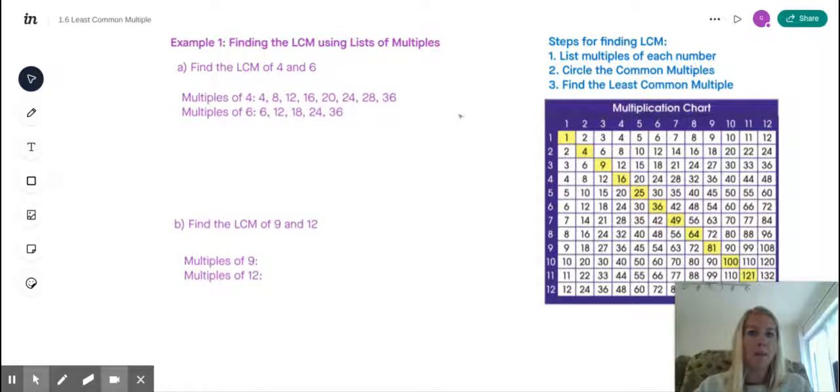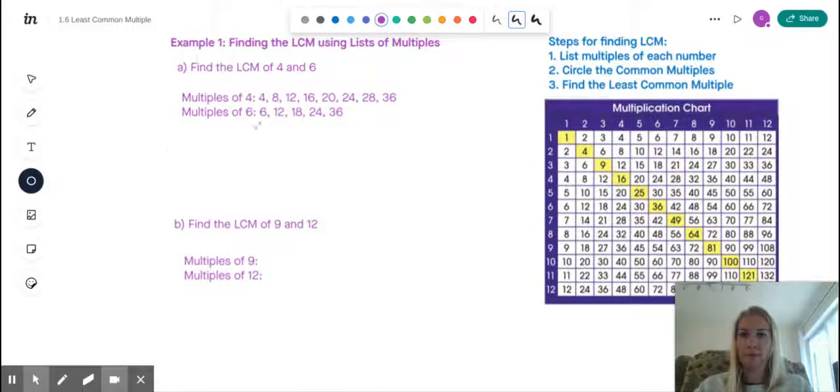Awesome. So next, step 2, circle the common multiples. We need to circle the multiples that appear in both the multiples of 4 and the multiples of 6. Well, let's see. 12 is a multiple of 4, and 12 is a multiple of 6. 24 is a multiple of 4, and a multiple of 6. And 36 is a multiple of 4, and a multiple of 6.